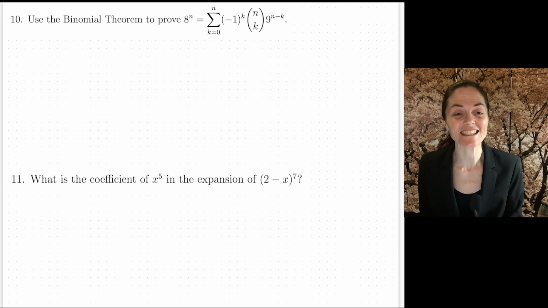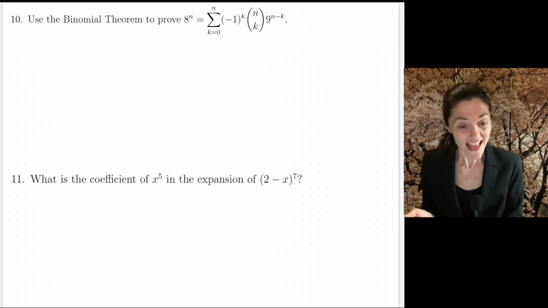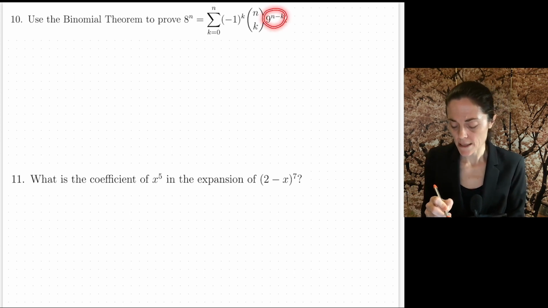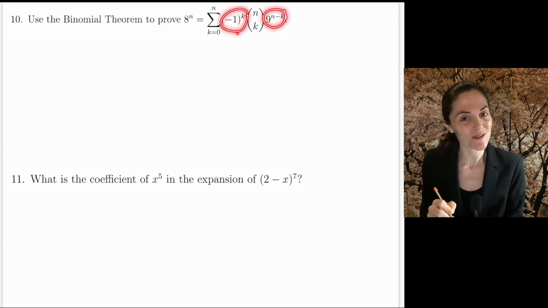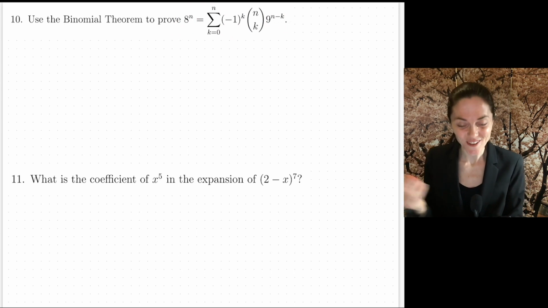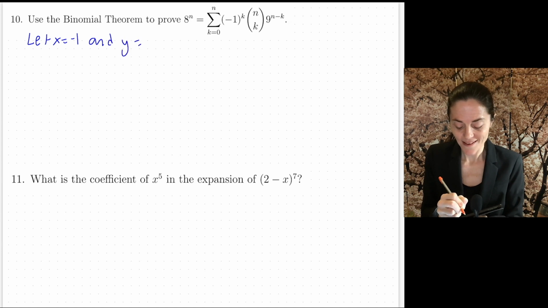Now for 2 questions that involve the binomial theorem. Here we have number 10 and 11. The first thing with number 10, we see a 9 to a power, minus 1 to a power, and 9 plus minus 1 is 8. Wonderful. So we let x equal minus 1 and y equal 9 in the binomial theorem.